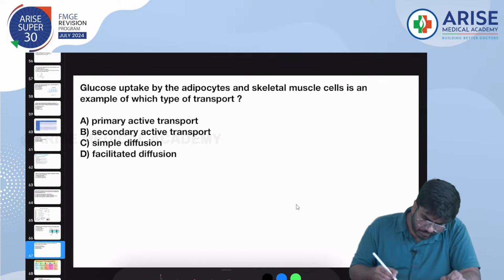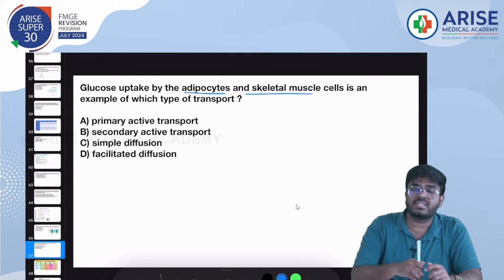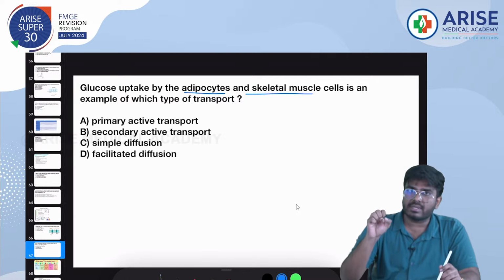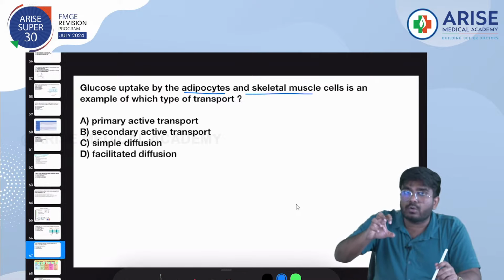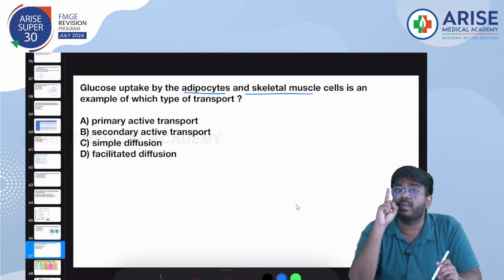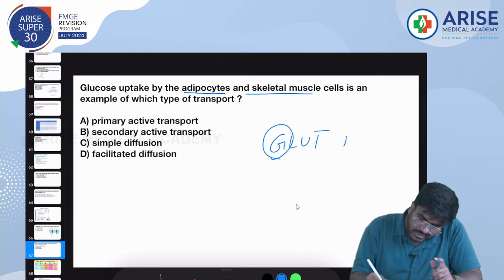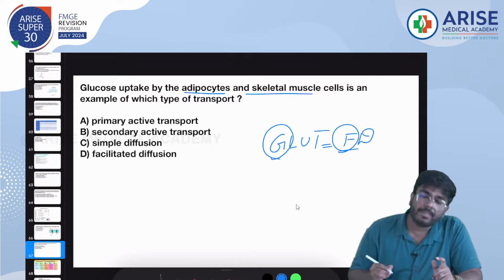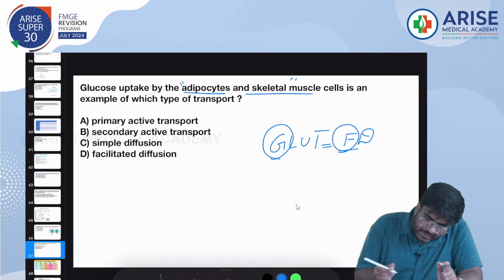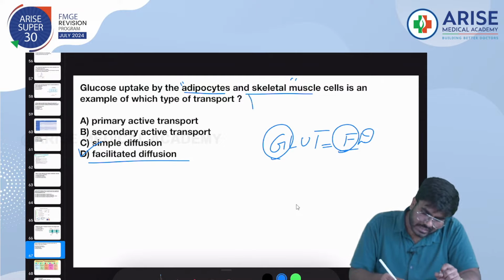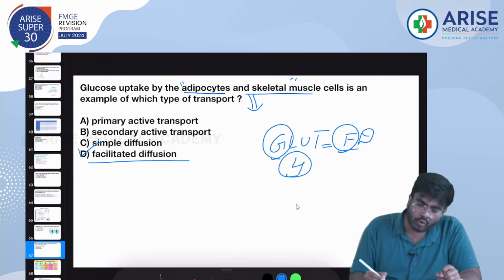Next, glucose uptake into the adipocytes and skeletal muscle. I have told you, in the presence of insulin, adipocytes and skeletal muscles will take the glucose with the help of glucose transporter type 4. Wherever you see the word glucose transporters, they are all examples of facilitated diffusion, GF. So glucose uptake by the adipocytes and skeletal muscles is an example of facilitated diffusion. All glucose transporters are examples of facilitated diffusion. Adipocytes and skeletal muscles have which type of GLUT? GLUT4. GLUT4 is which hormone dependent? Insulin dependent.